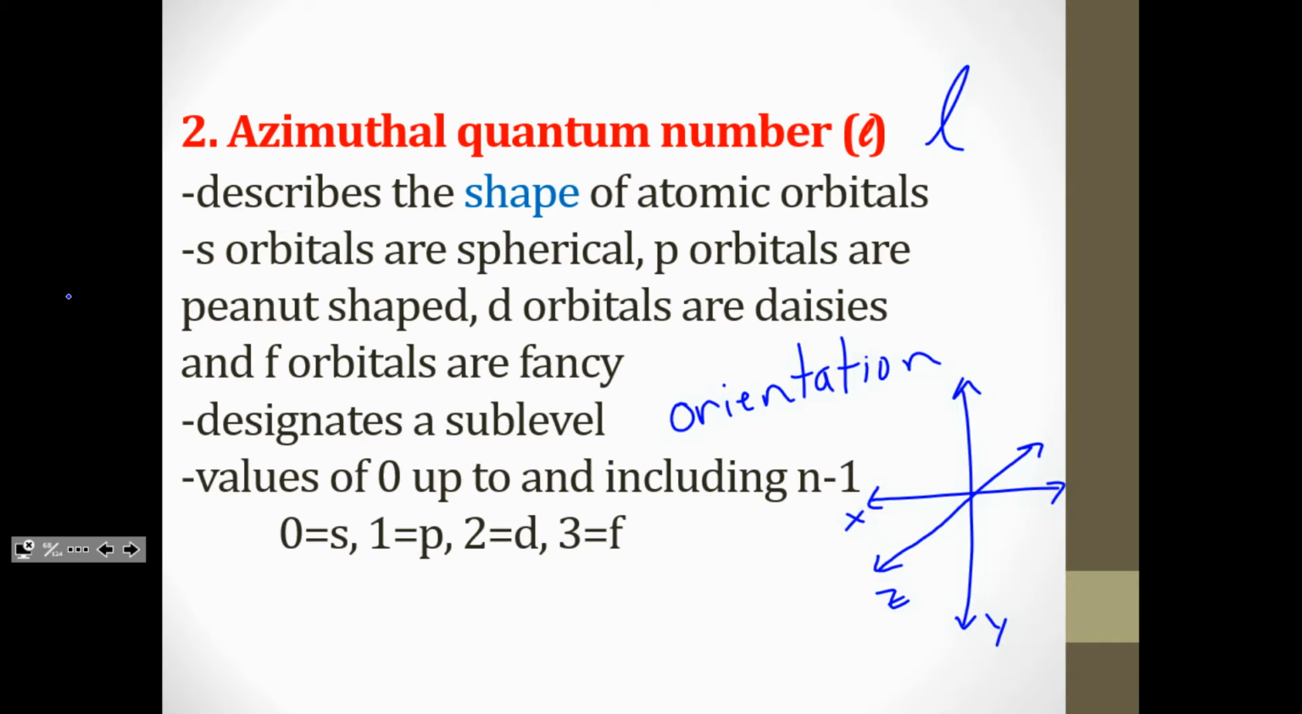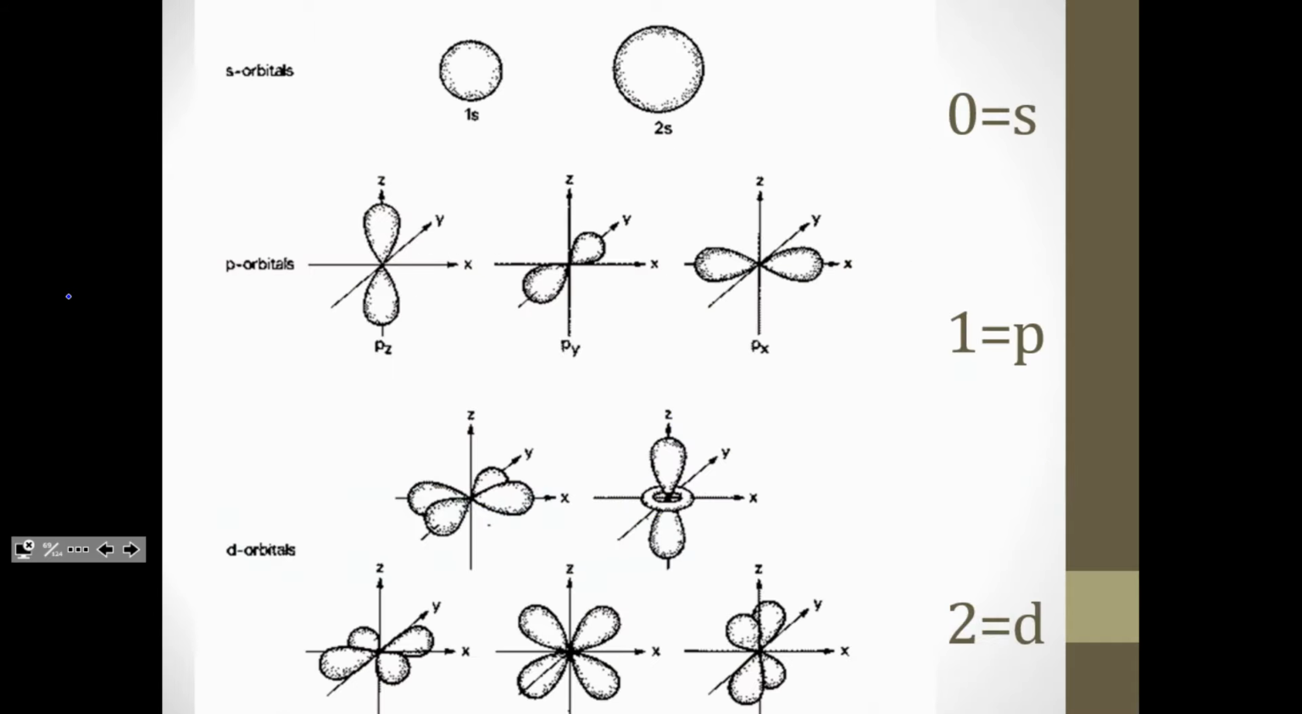The values are 0 up to and including n minus 1. So we actually associate these, and I would like you to write these in your notes if they're not already there. 0 is s, 1 is p, 2 is d, and 3 is f. Sometimes we use letters, sometimes we use the actual quantum numbers. So again, we have spherical shape, that would be 0 for s, and it would say l equals 0. And here we would say l equals 1, which is the peanut shape. And here is l equals 2, which is d. And we didn't include the f, which we will in a second.